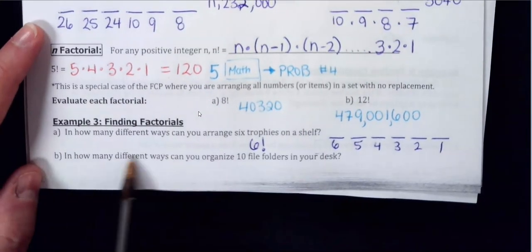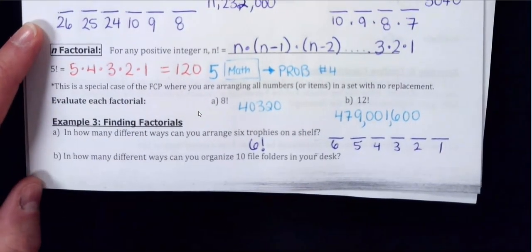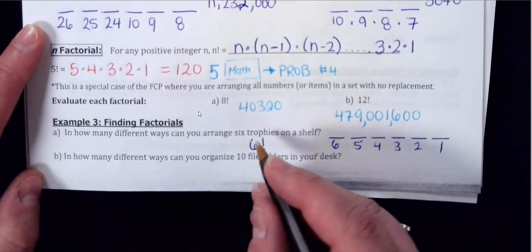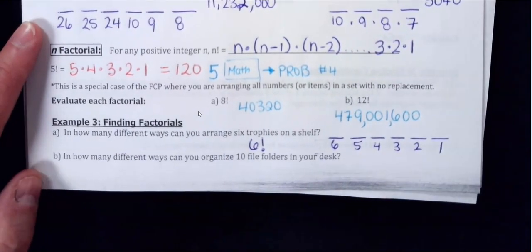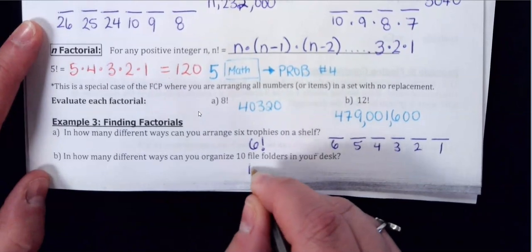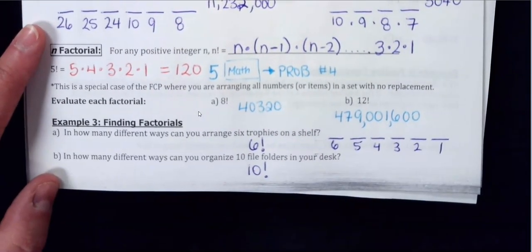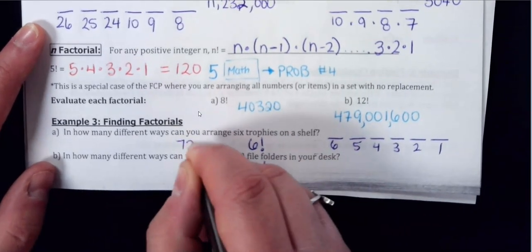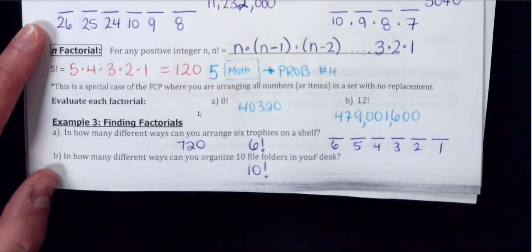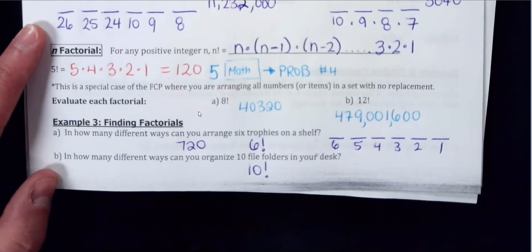How many different ways can I organize 10 file folders on my desk? I'm going to organize all 10 of them. It doesn't say there's 10 file folders and I'm only going to pick 7 or anything like that. So this would be 10 factorial. 6 factorial is 720. So this one's 720. And then 10 factorial is a huge number.